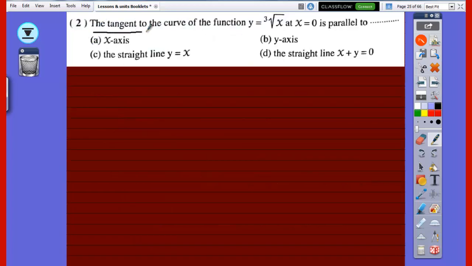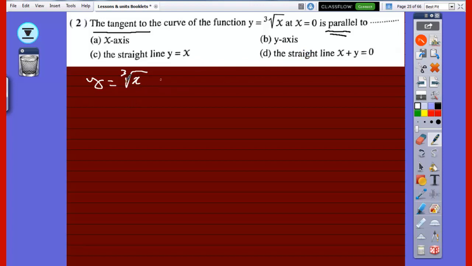Question number 2. The tangent to the curve of the function y equals cubic root of x at x equals 0 is parallel to... We wanted to find the slope of the tangent to the curve, and then we determine if it is parallel to the x-axis or y-axis, or the straight line y equals x, or the straight line x plus y equals 0.